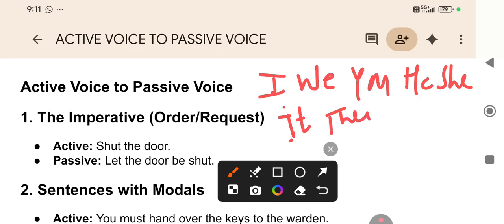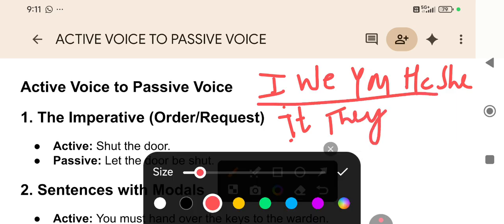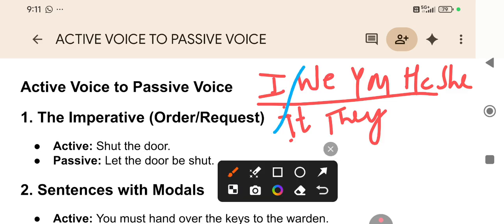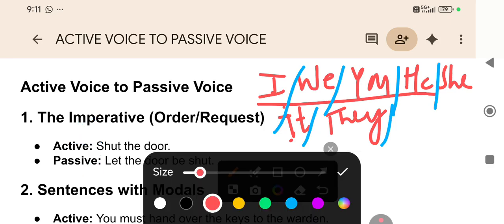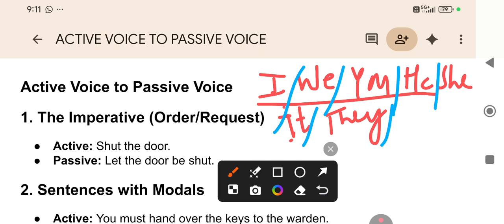and they. If a sentence starts with any one of these pronouns, then object and subject, we were talking about object and subject.